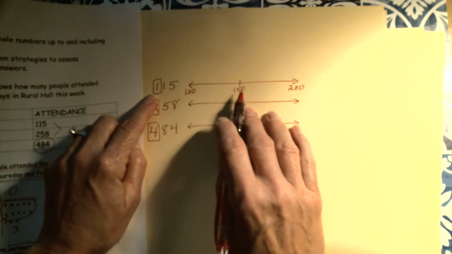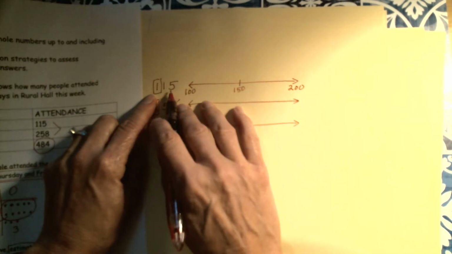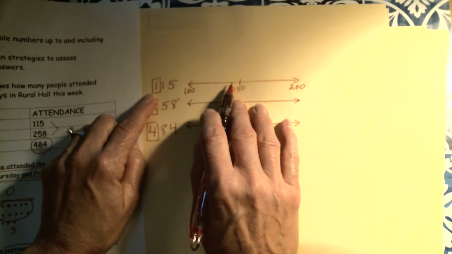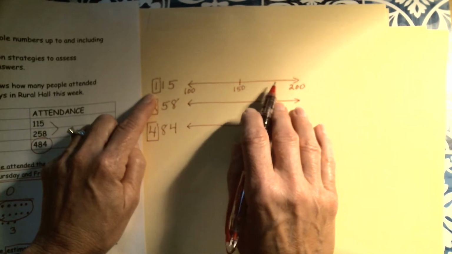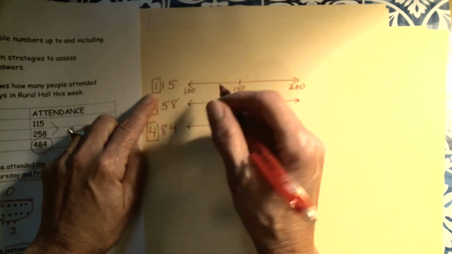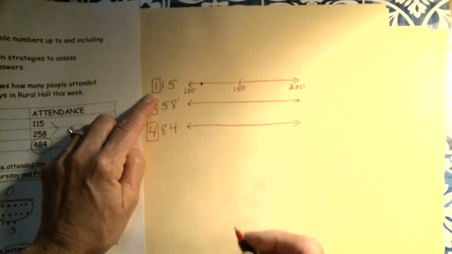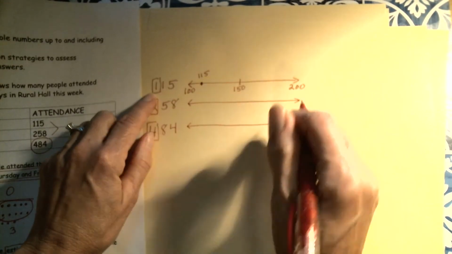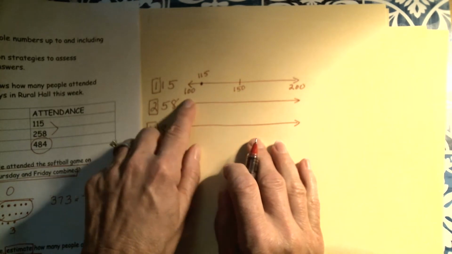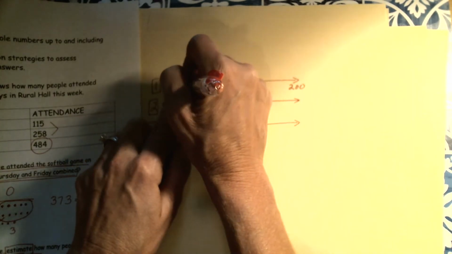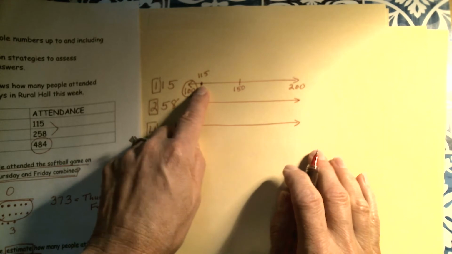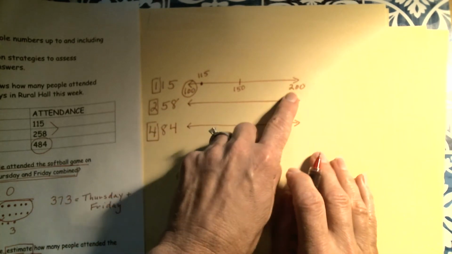Then I look at my line and think, is 115 less than 150 or more? It doesn't matter so much where you put this. It doesn't have to be exact. The thing is, it has to show that I would round this to 100 because it's much closer to 100 than 200.